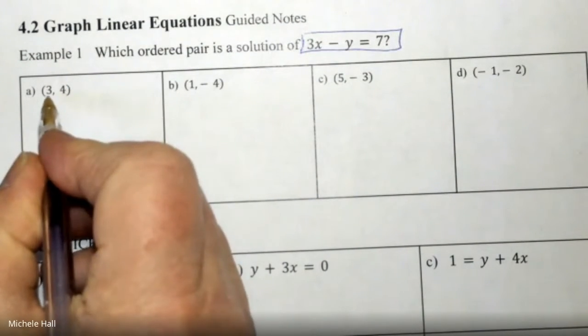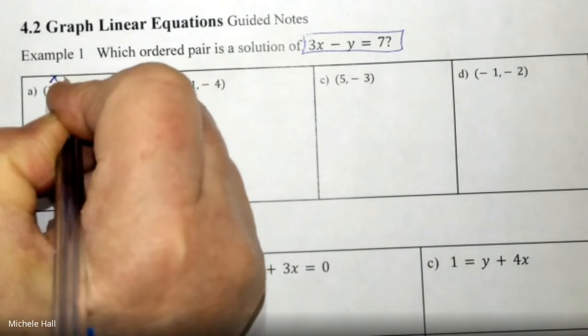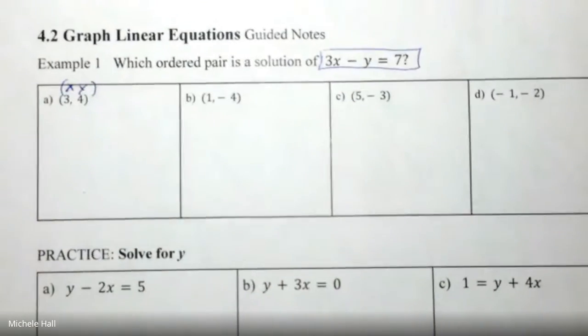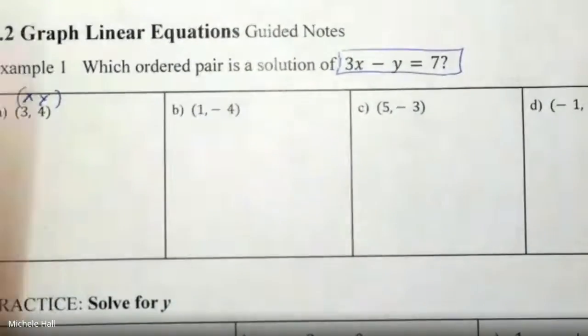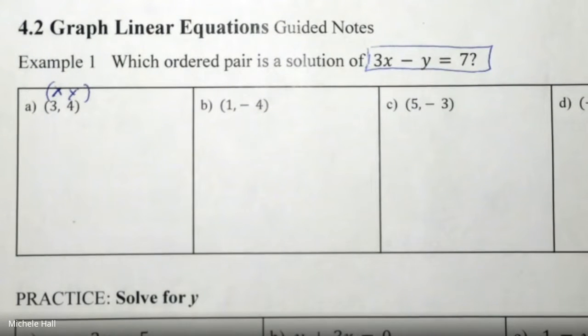What does the 3 stand for? What's the 4 stand for? X is 3 and the y is 4. So we know that. That's the given. What do you think I'm going to do with the x and the y? What am I going to do with the 3 and the 4? I am going to substitute it into the function.